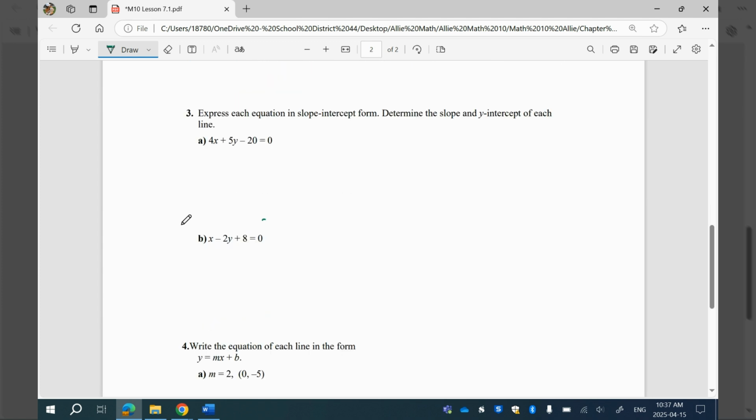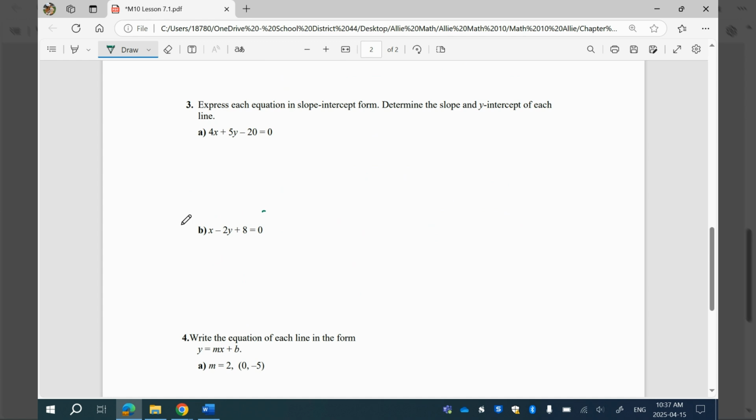And number 3, express each equation in slope-intercept form. Determine the slope and y-intercept of each line. Okay, I do find this to be probably the most difficult thing we have to do. And this means that we need to be adept at moving an equation around to look like this. So this is our end goal. We want our equation to look like this. And it doesn't currently.